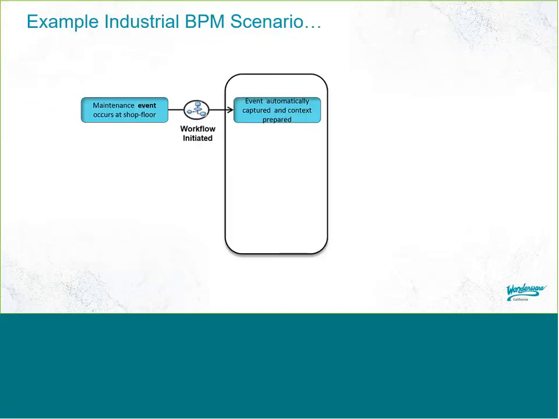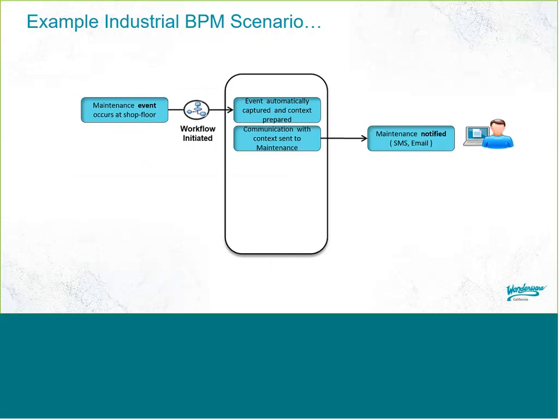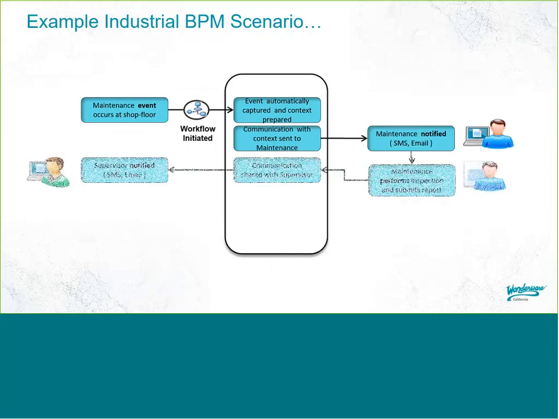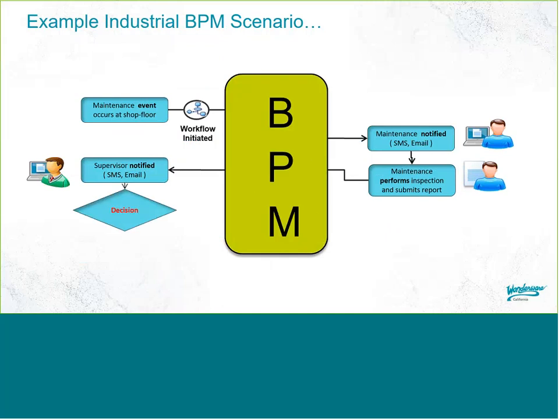So here's an example of a BPM scenario. An event occurs on the plant floor. This event initiates a maintenance workflow. The maintenance person is notified, they perform their set of tasks, and then they close the loop with their supervisor to determine the next steps. This is the process I'll be modeling today in Workflow so that you can automate the human element in your operations and management can make more informed decisions more quickly.